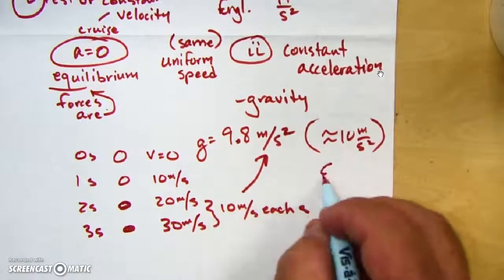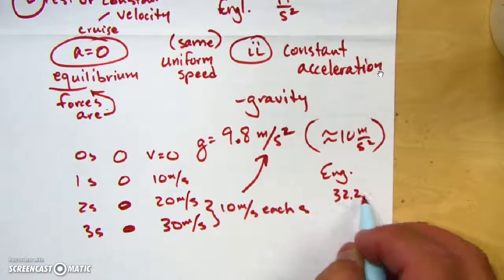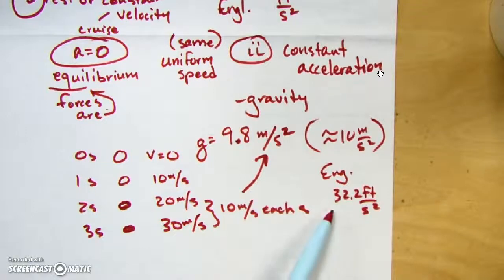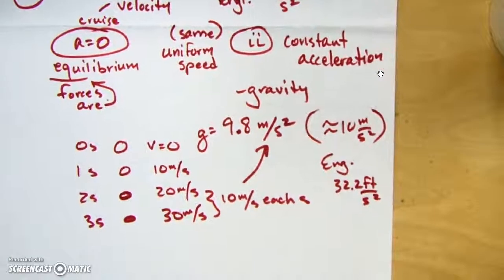In the English system, you don't have to know this number, but you'll see it. It's 32.2 feet per second squared. 32.2 feet is the same as 9.8 meters. It doesn't change just because you change the units. It's like comparing Canadian dollars and American dollars. They're still worth the same thing. It's just it takes more Canadian dollars to be equal to the same thing.